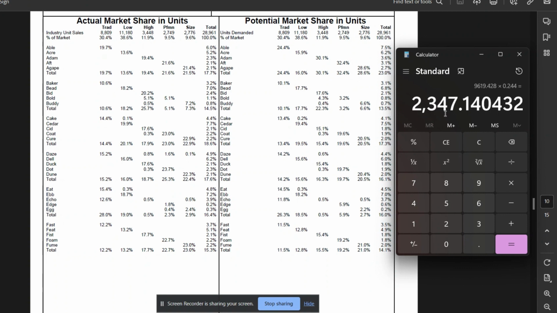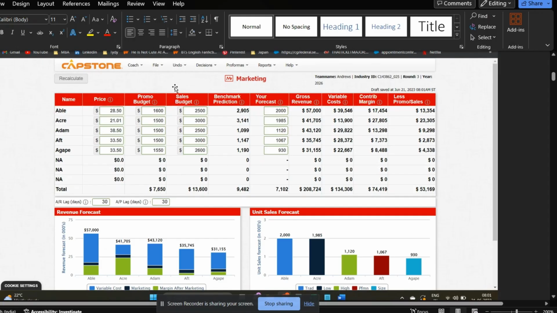Keep in mind that you cannot predict the exact market share you're going to have or the exact units you're going to sell in the next round. You need to have a rough estimation depending on many other factors, but I'm just teaching you what I used. You have to input this unit value into your marketing decision, that is over here.